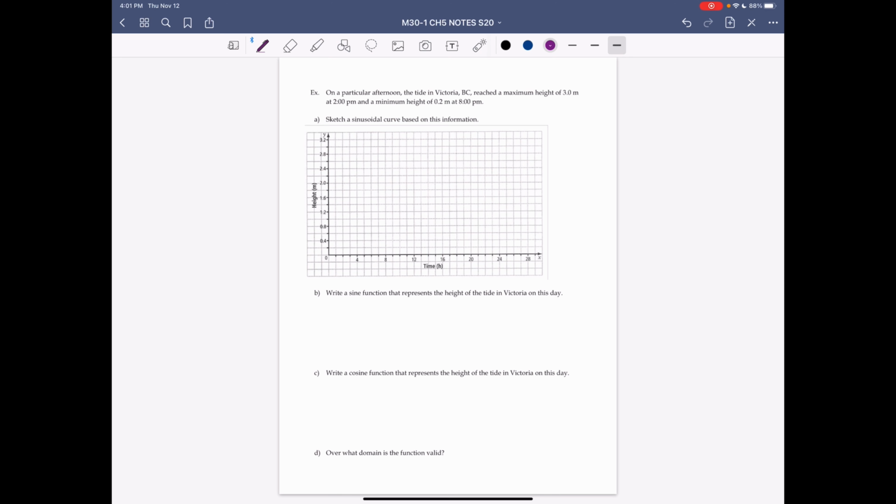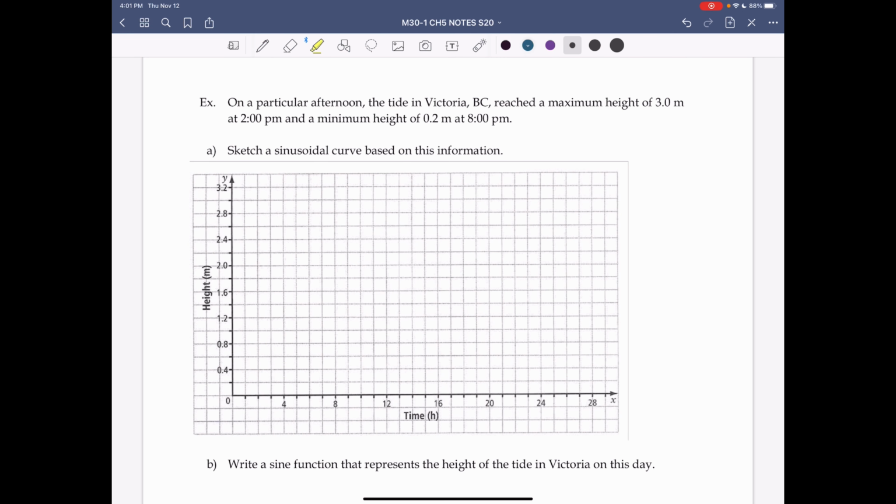On a particular afternoon, the tide in Victoria, BC reached a maximum height of 3.0 meters at 2 p.m. and a minimum height of 0.2 meters at 8 p.m. Let's highlight this important information. We have maximum height of 3.0 meters, that's at 2 p.m., and a minimum height of 0.2 meters, which happens at 8 p.m.